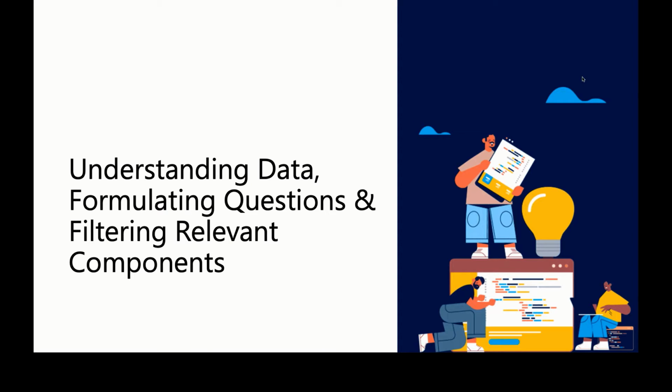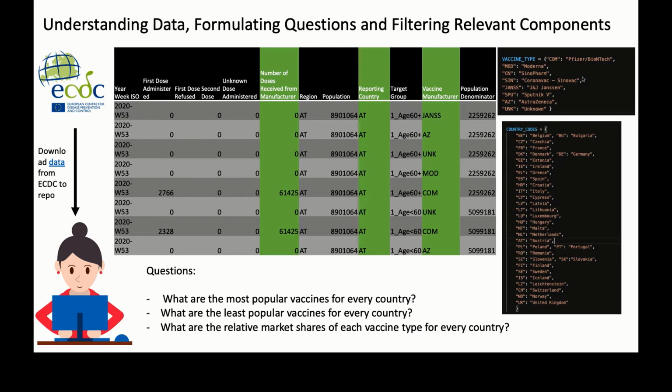And we're going to start with understanding data, formulating some interesting questions about this data, and also filtering the parts of the data that we think are going to be relevant to answering those questions. And so what I did was that I ended up going, and that's me there at the bottom left, to the ECDC website, which is the European Center of Disease Control, and I downloaded data from it. And it was a big CSV file, and in order to show you what it looks like, I have this table here, and you can see that there's a lot of data here in the columns.